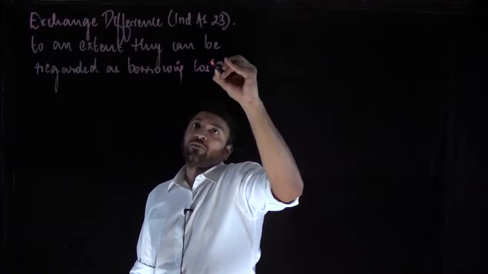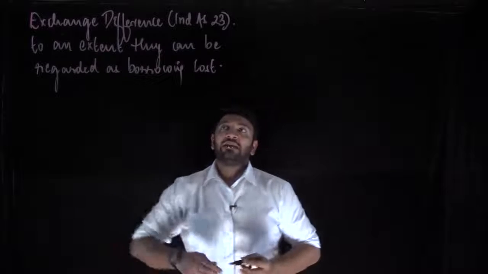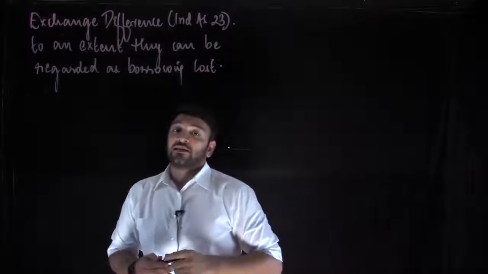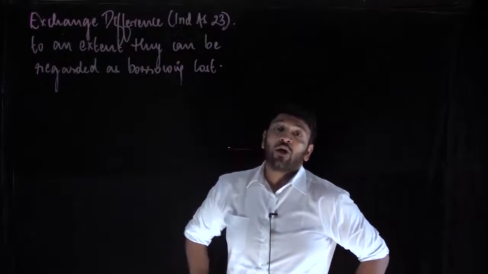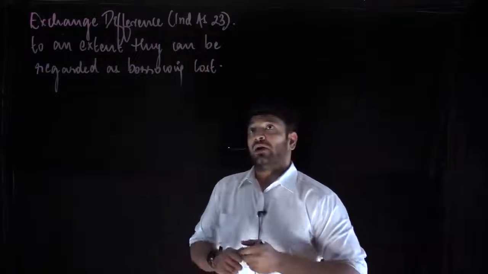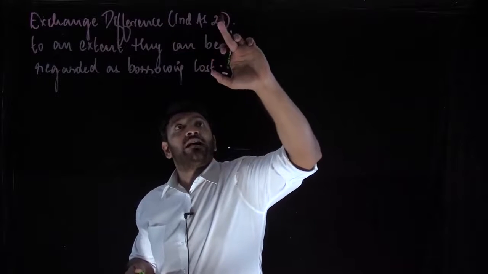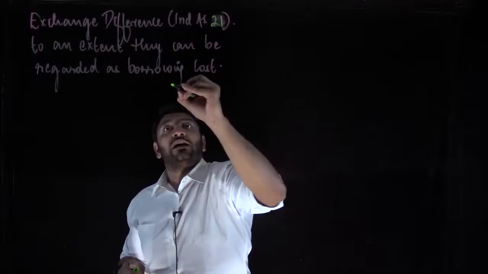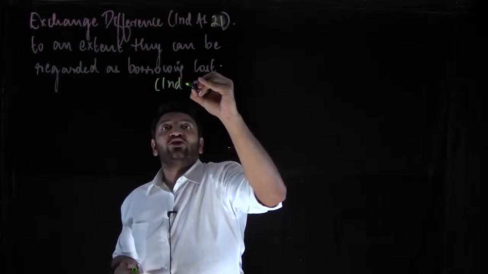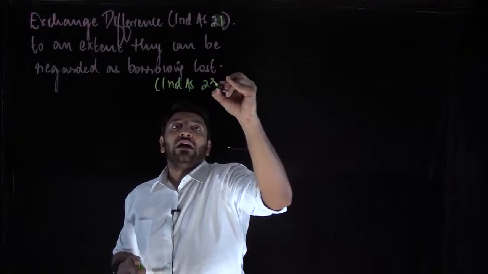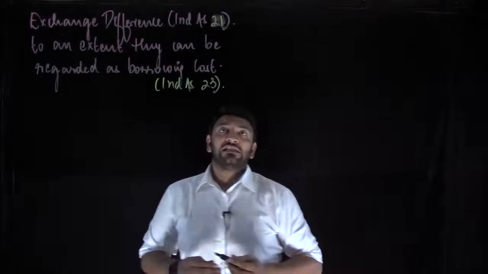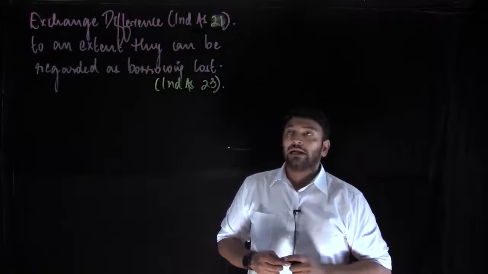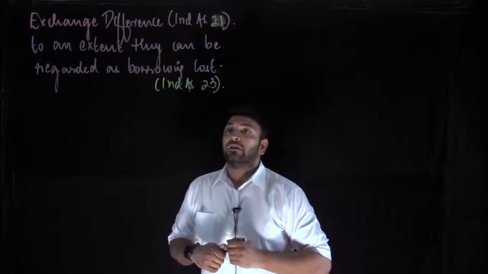What is this concept all about, and why am I treating an exchange difference, which is as per Ind AS 21, as borrowing cost as per Ind AS 23? There should be some logic in understanding why this is actually happening. Let me explain with the help of an example.